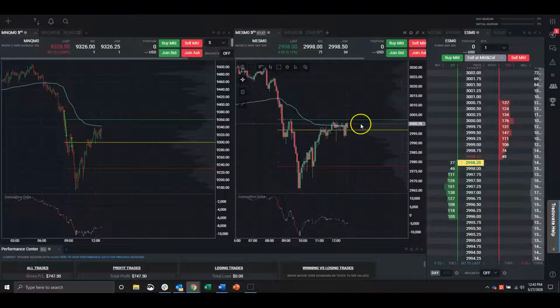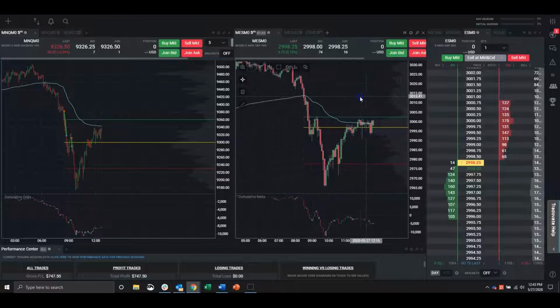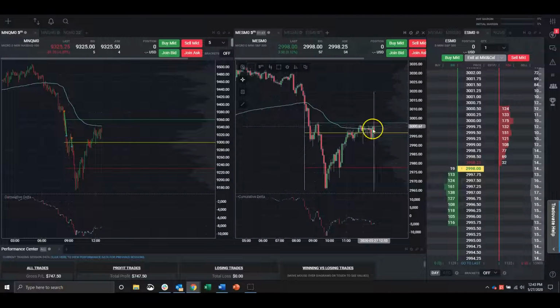Point of control is up near the high area of volume for the day, meaning we probably are going to see some downside rotation. These plays typically take longer because you're calculating the entire day of volume, right? So it's going to take a longer time to make the moves, but it's definitely there.